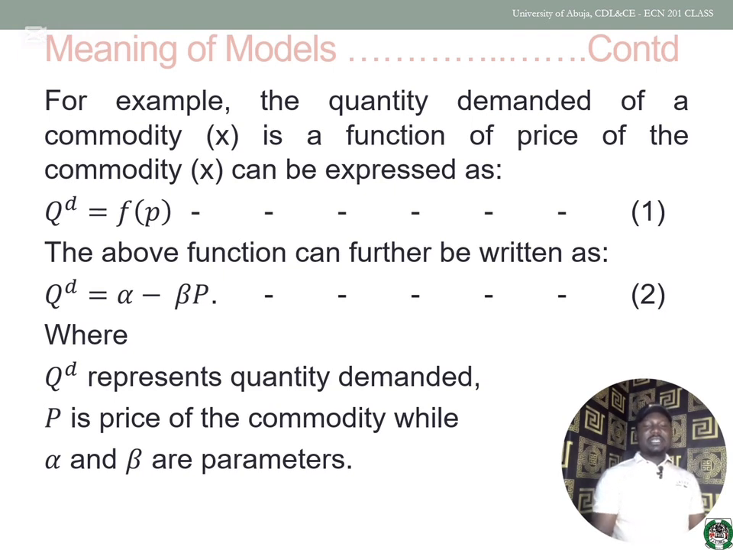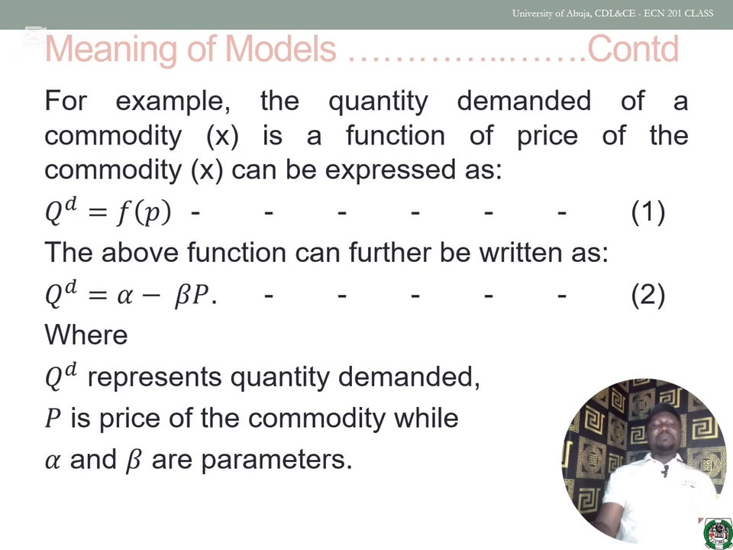So QD represents quantity demanded. P is the price of the commodity, while alpha and beta are parameters. What alpha stands for is that quantity demanded will be equal to alpha when the price is zero. For instance, when there is no price charged on the commodity at all, then the quantity demanded of that commodity will be equal to alpha. Now, it can be any amount. Are you with me now? It can be any amount.